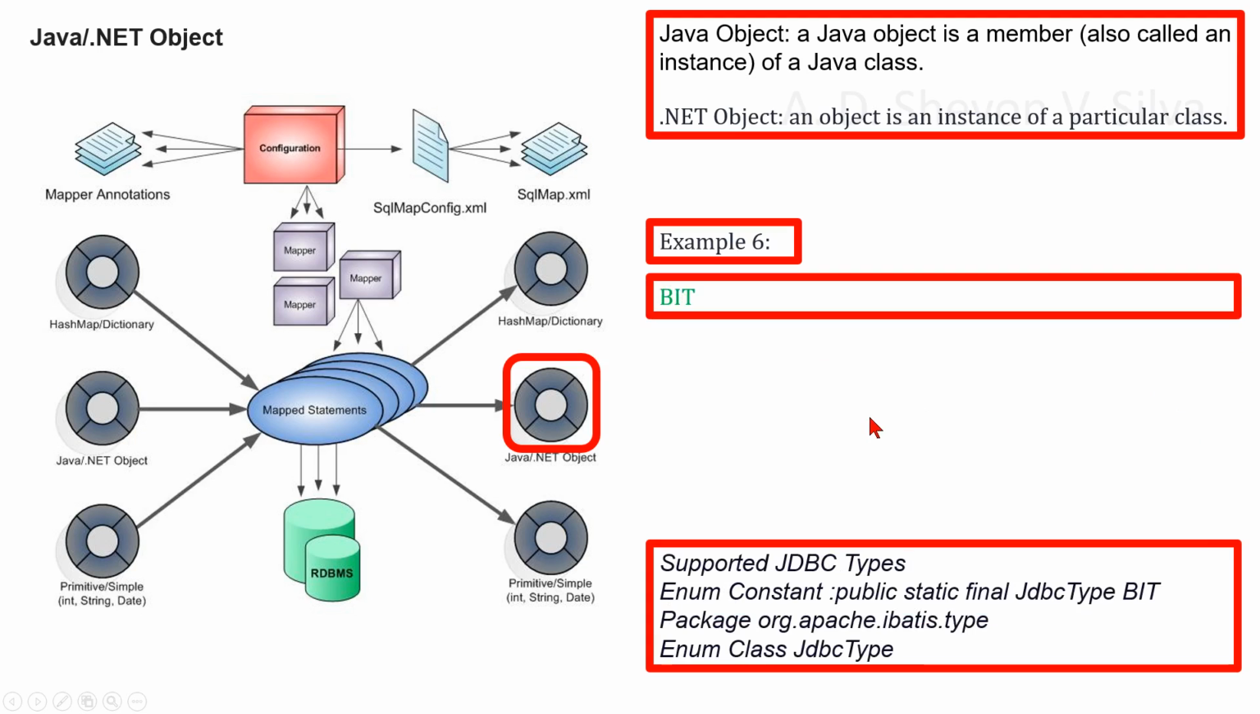Now we are considering supported JDBC type. Here we are considering the enum constant public static final JDBCType BIT. This is in the enum class JDBCType, which is in the package org.apache.ibatis.type.